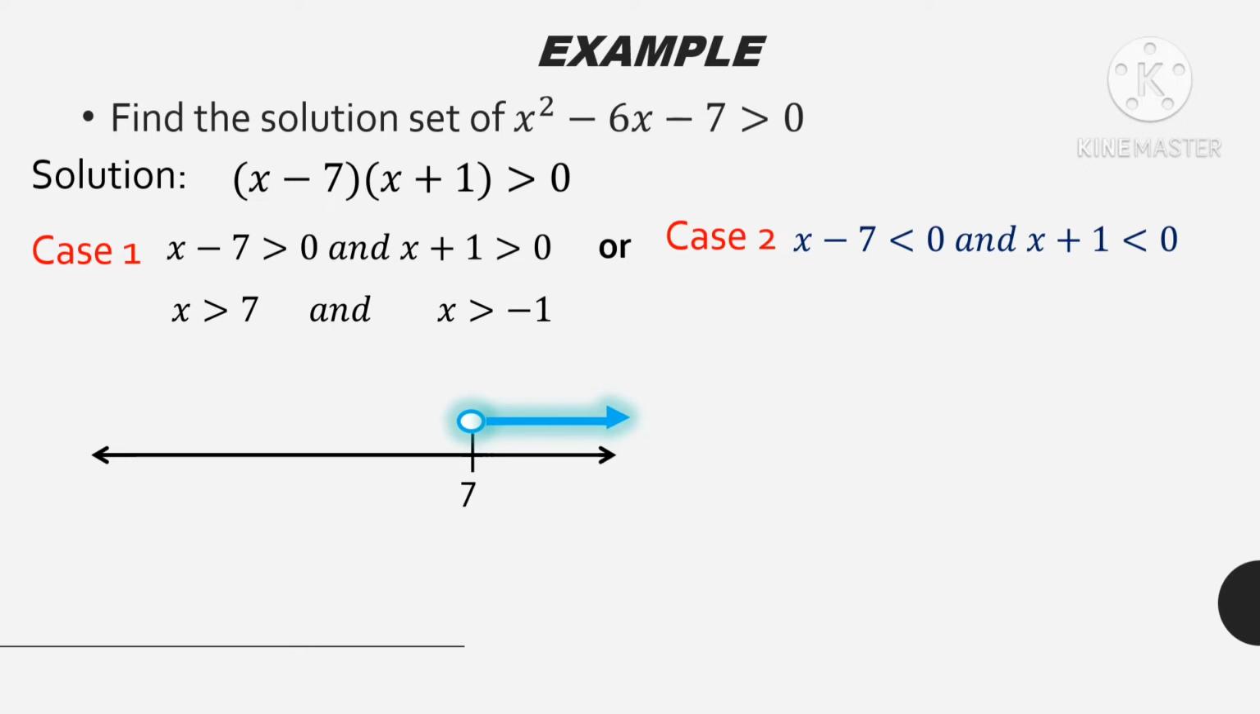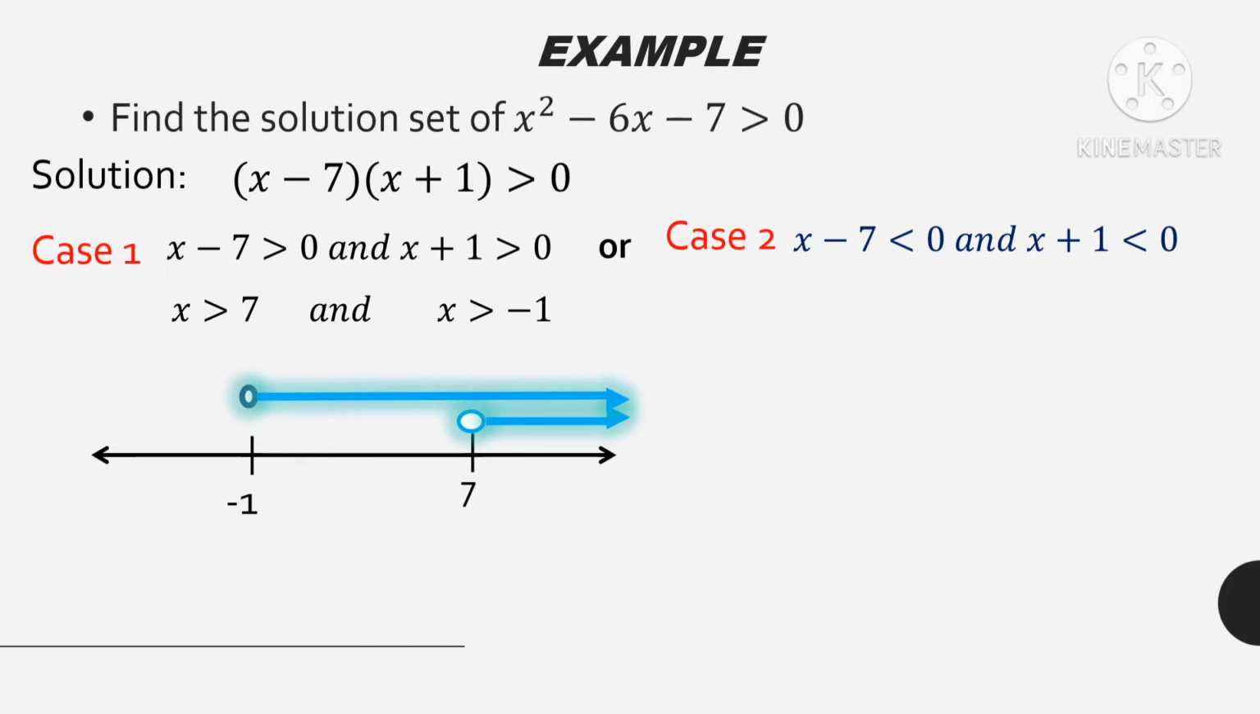Now we'll graph x is greater than negative 1. Let us locate negative 1 on the number line. Let's say this is negative 1. Negative 1 is not included, so we have an open circle. Then the graph is going to the right. As you look at the two graphs, they coincide.